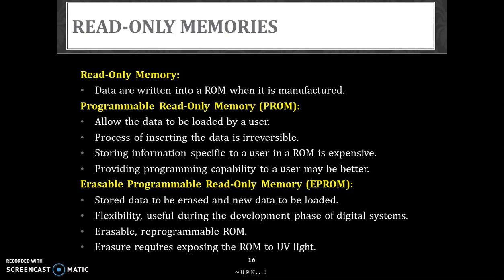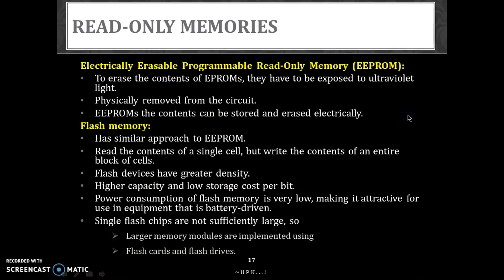It requires exposure to erase the data: UV light is exposed on the ROM so that the data is erased. Then comes electrically erasable programmable read-only memory. So we cannot provide UV light for every data every time. Let us say you have a pen drive. If I want to erase the data in the pen drive, you cannot go and search for UV light, expose it on the pen drive, then the data will be erased, then use it for reprogramming. This is not working out for us, right?